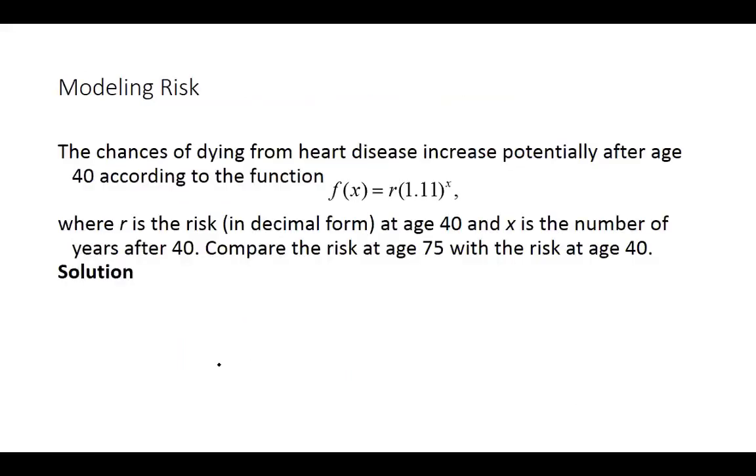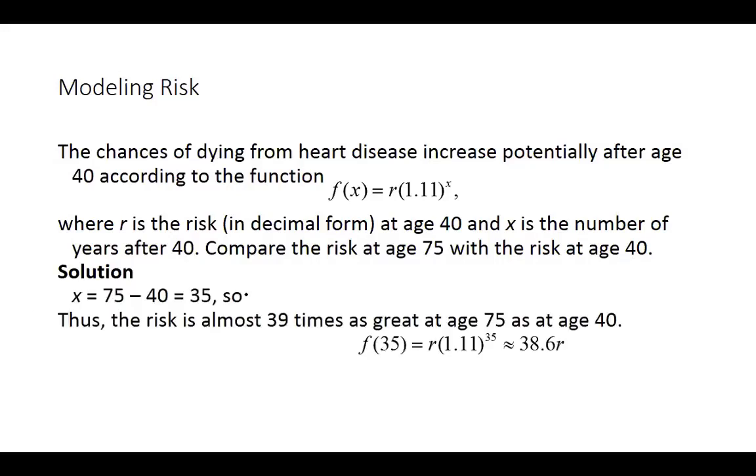This would be another example where we can use an exponential function. The chances of dying from heart disease increase potentially after age 40 according to this function. So this is given to me, where r is the risk. They're giving you that in terms of decimal at age 40, and x is the number of years after 40. So we'll compare the risk at age 75 with the risk at age 40. So in this example here, we're going to find the age difference. 75 minus 40 would be 35.